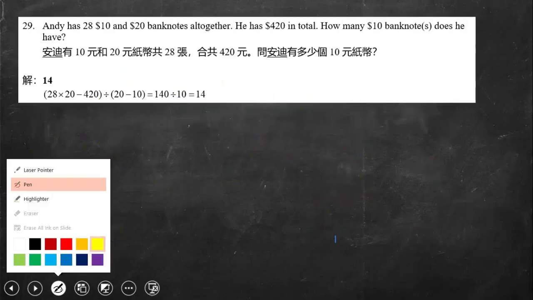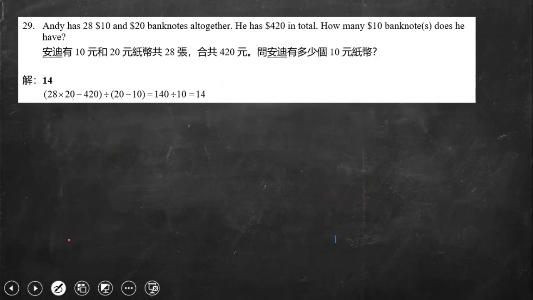Let's move on. So Andy has 28 $10 banknotes and $20 banknotes altogether. He has $420 in total. So how many $10 banknotes does he have? Okay. So here we have 28 times 20. Let's say that every note is $20. So that's why we have this. And then minus 420.